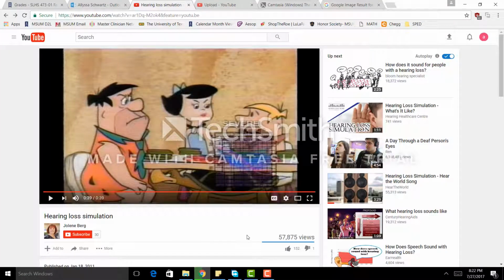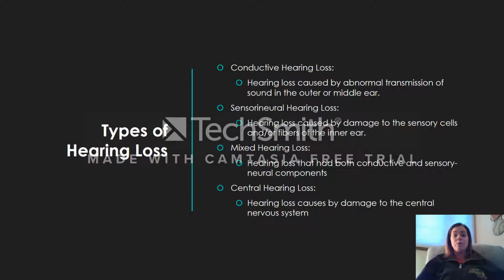So, types of hearing loss. Conductive hearing loss is when the outer or middle ear is not properly collecting the sound, so any damage to the outer ear. Sensorineural hearing loss is hearing loss caused by cells or fibers in the inner ear. Mixed hearing loss has a little bit of both conductive and sensorineural components. Central hearing loss is a hearing loss caused by damage to the central nervous system.